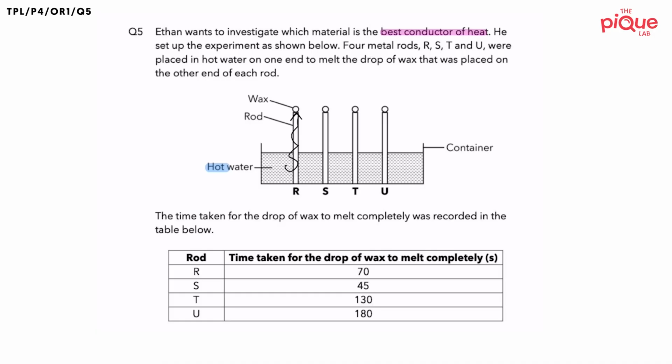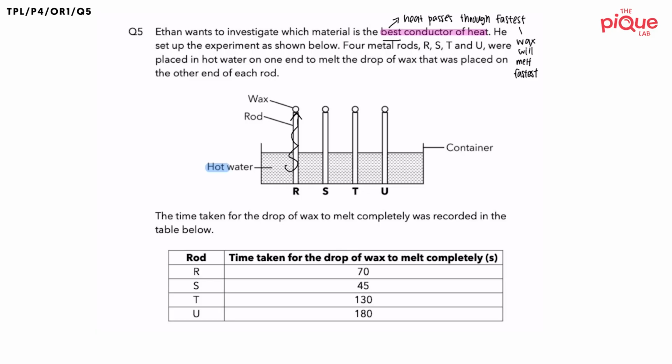Now, let's recall. Ethan wants to find out the best conductor of heat. For the best conductor of heat, would it allow heat to pass through it the fastest or the slowest? Best conductor of heat will actually allow heat to pass through it the fastest. Let's write that down. Heat passes through fastest. Now, if heat is able to pass through the rod the fastest, will the wax melt the fastest or the slowest? Wax will melt the fastest.